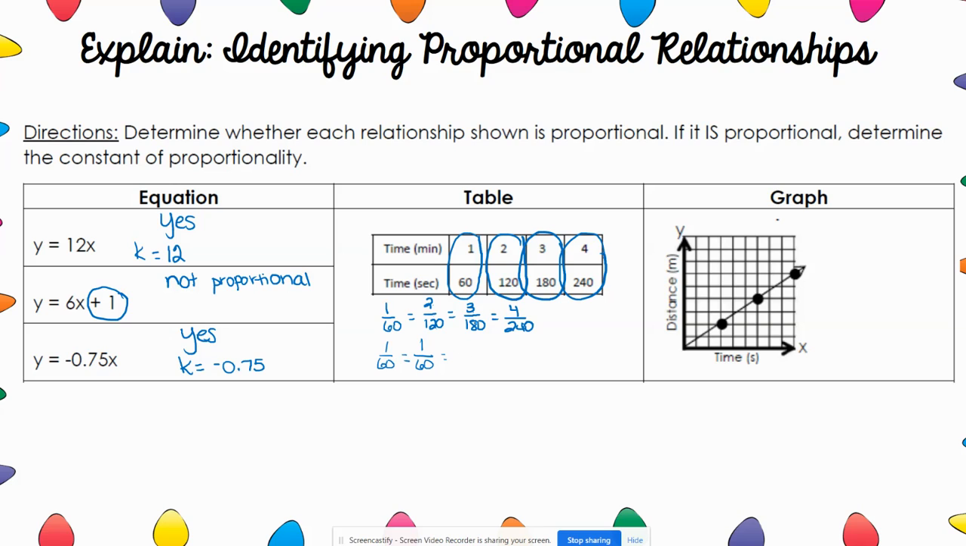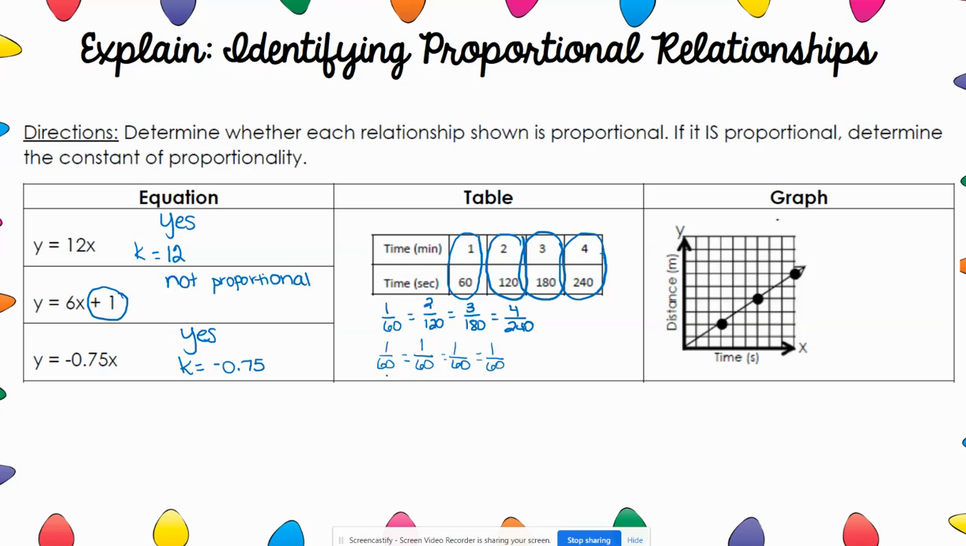For 3 over 180, I see that that can also be simplified. I can divide both of these by 3. So 3 divided by 3 is 1, and 180 divided by 3 is 60. For the last one, 4 over 240, I see that both of those can be divided by 4. 4 divided by 4 is 1, and 240 divided by 4 is 60.